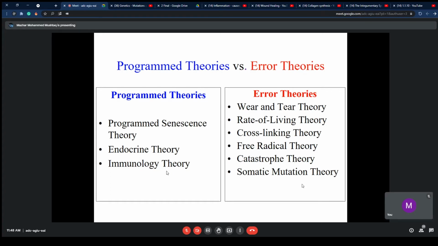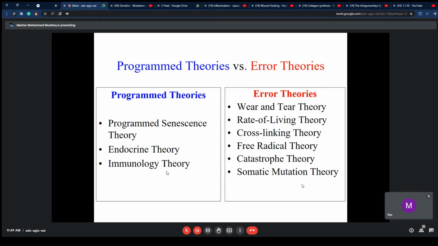These three of them. What happens on the other side is that due to some other secondary problem, there are some error theories. There is a wear and tear theory. That means normally wear and tear is there in our body. Our intestinal cells are doing it, the hair follicles are doing it, and some other cells. But if wear and tear is happening at an accelerated rate, at an increased rate, that would eventually lead us to the aging.